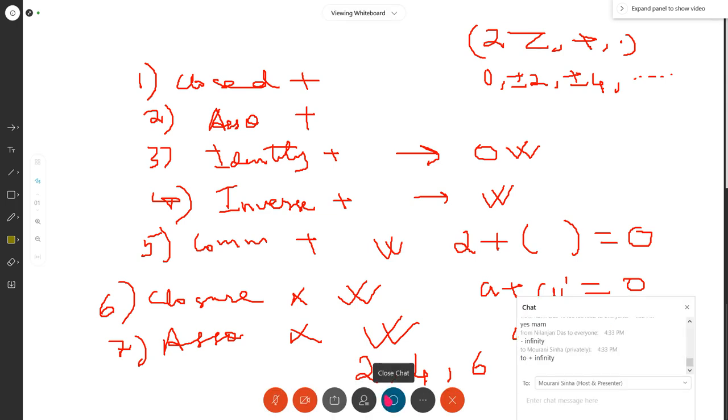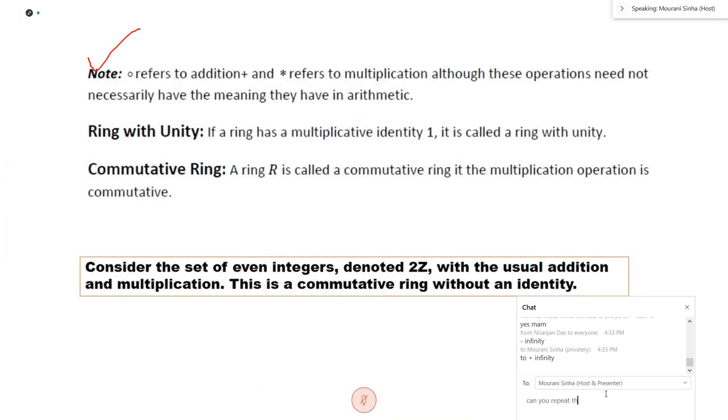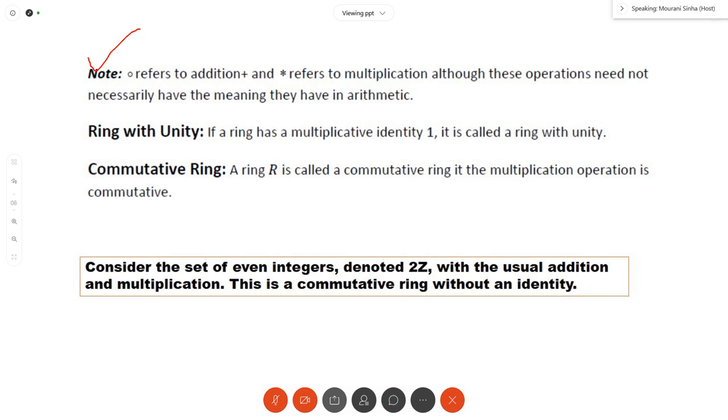The question was like this, which we were doing. Again, I will repeat for you. Consider the set of even integers, 2z, usual addition and multiplication. You have to show that this is a commutative ring without an identity. That means first you have to show that it is a ring. Okay, associative part, yes, I am telling you. First you have to show that it's a ring, then a commutative ring, and then without identity.